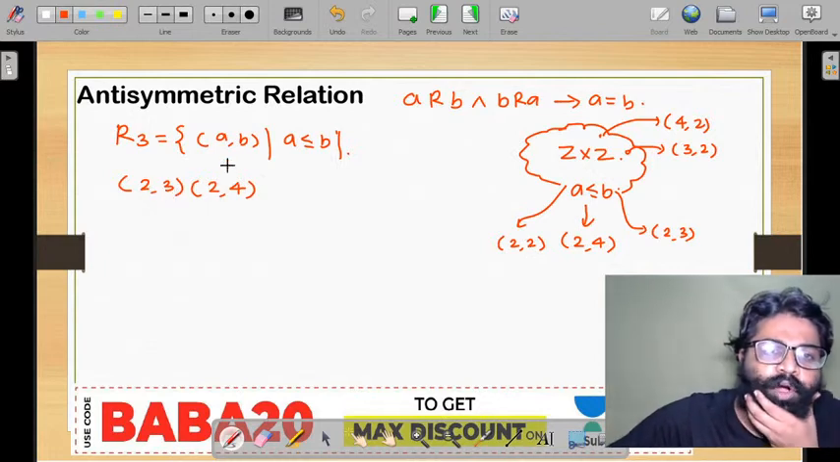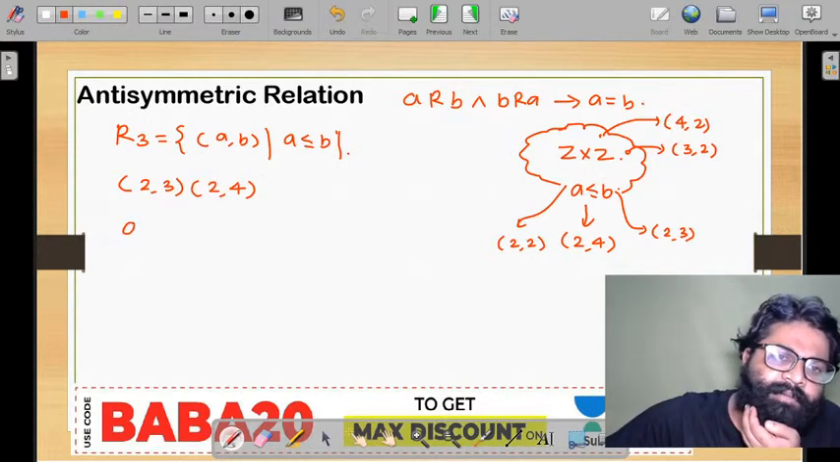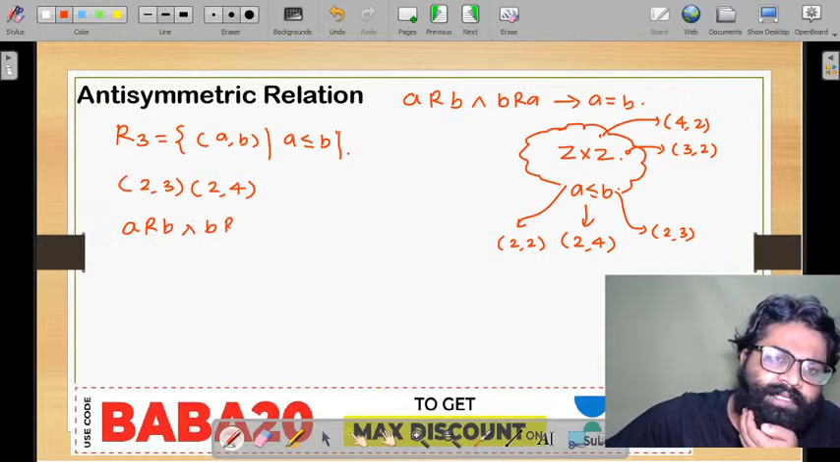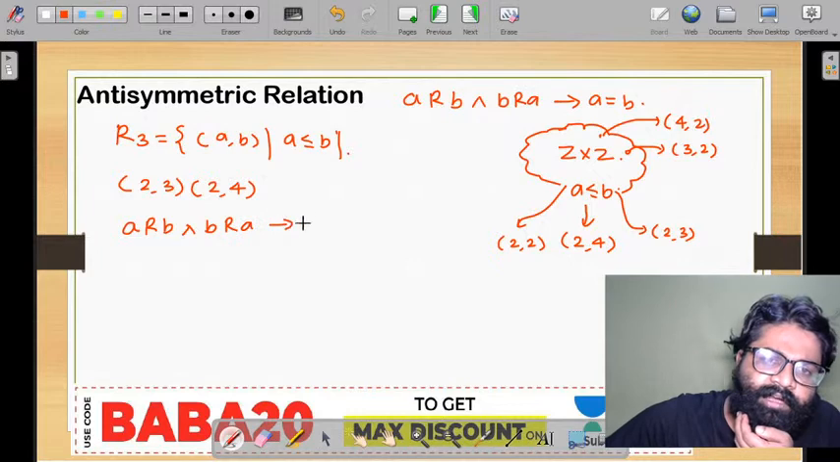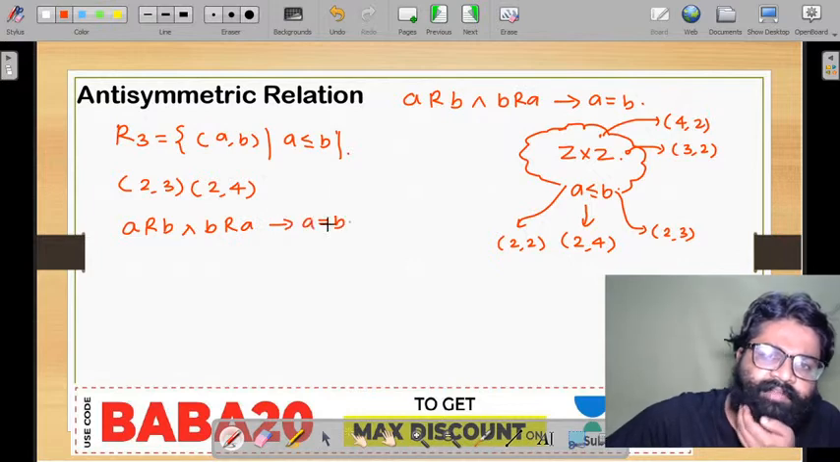Sir, what will happen with 2 comma 3? Let's see the mathematical logic. Mathematical logic is saying that A is related to B and B is related to A. Then what is it trying to say? It is trying to say that A is equal to B.